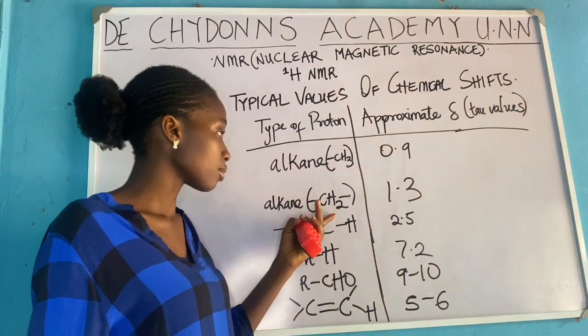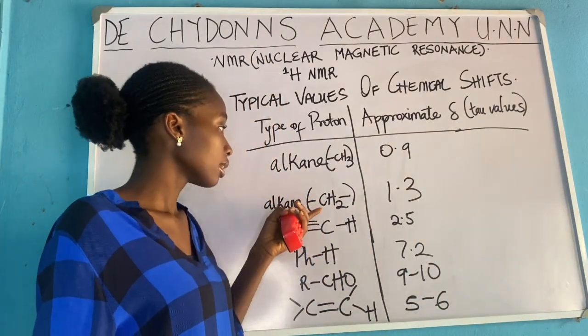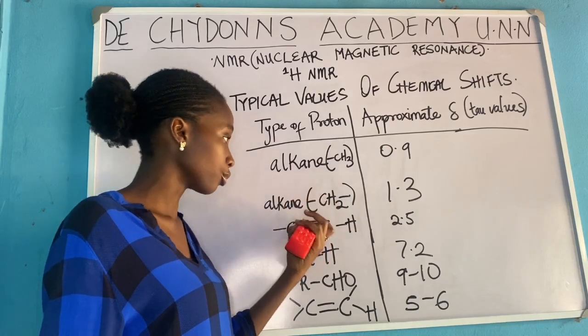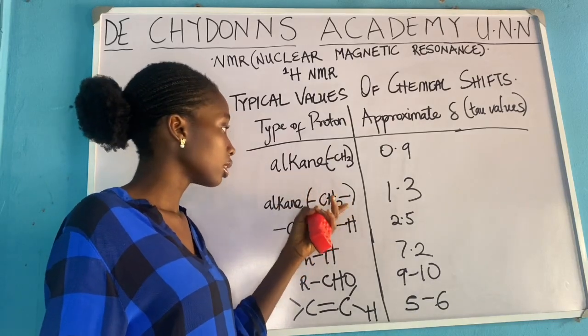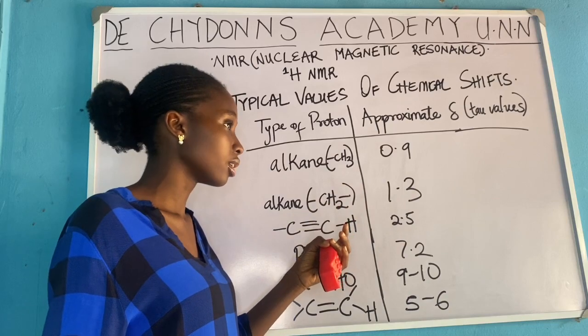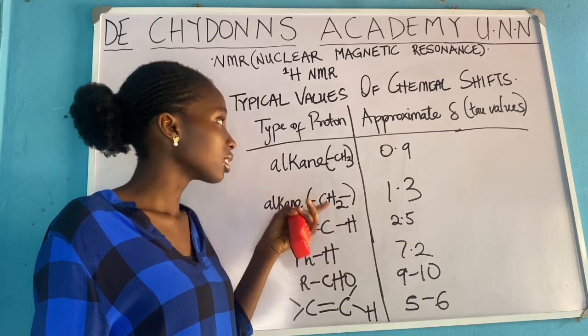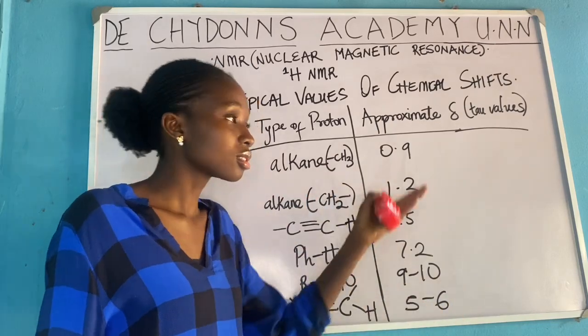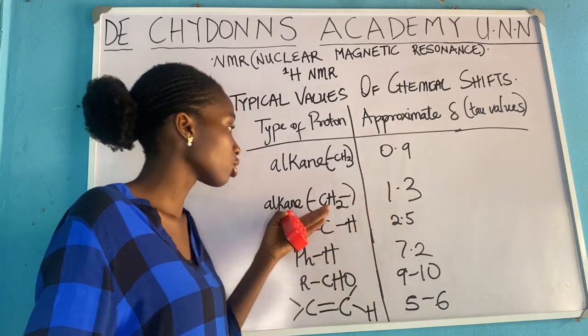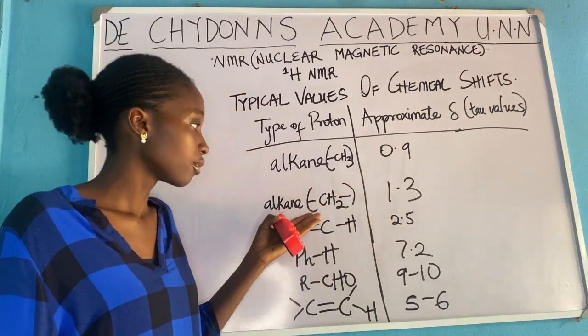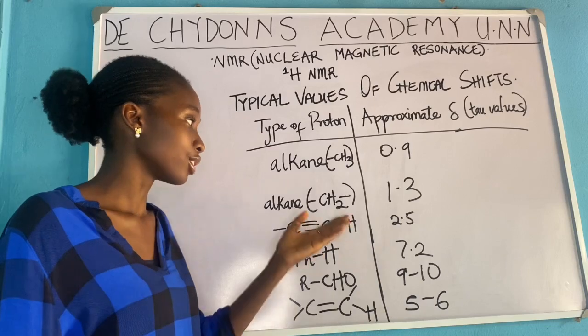Moving on to this next example, now you have a non-terminal alkane group. This is CH2, and then there's another extra bond there. This type is giving you a tau value of 1.3. It's still very close to your 0.9 because this is just a carbon that is trying to give electrons to the hydrogens that you have here.